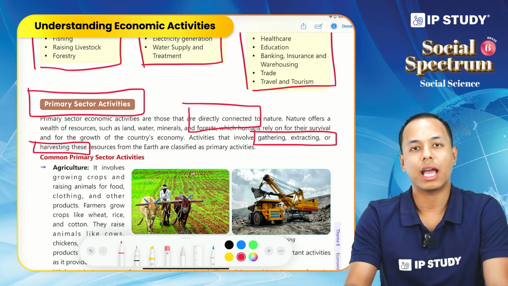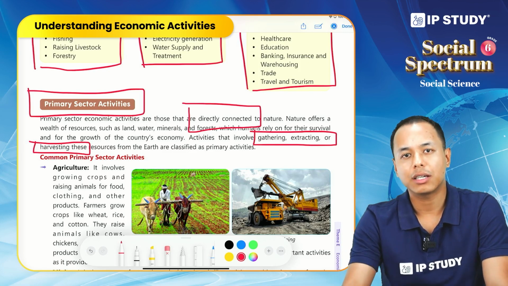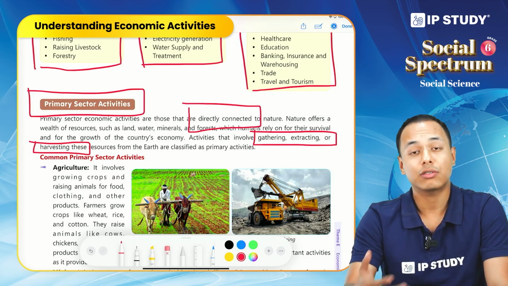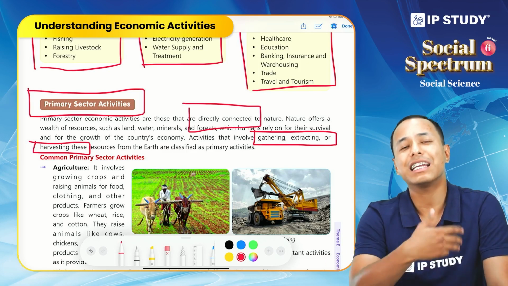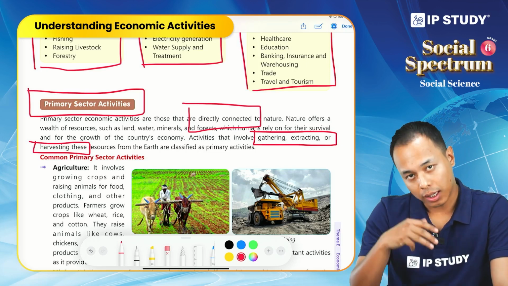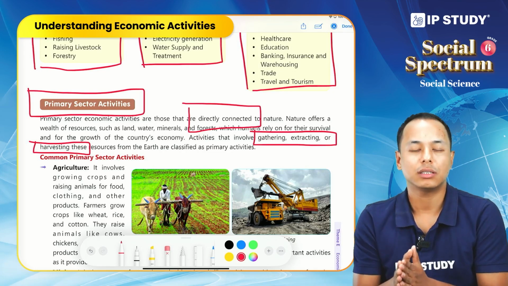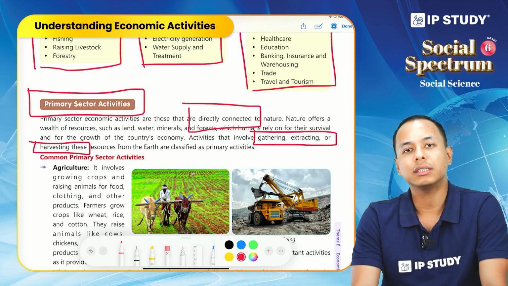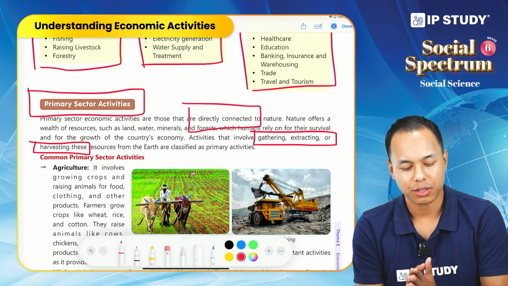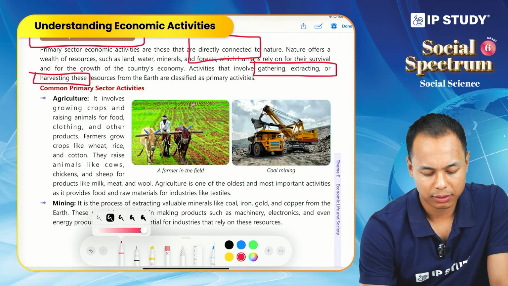If you look at agriculture, it is directly related to nature. Mining is directly related to extracting minerals from the earth. Fishing is directly related to the resources provided by the earth. So again, I'll repeat, primary sector activities are those economic activities that are directly connected to nature. Okay, let us now see some important primary sector activities.